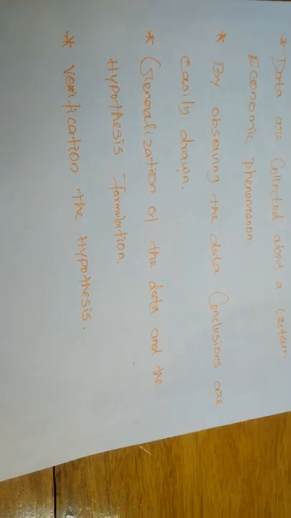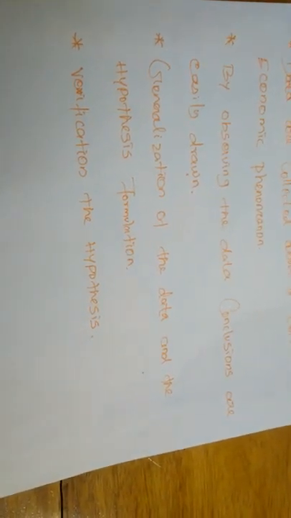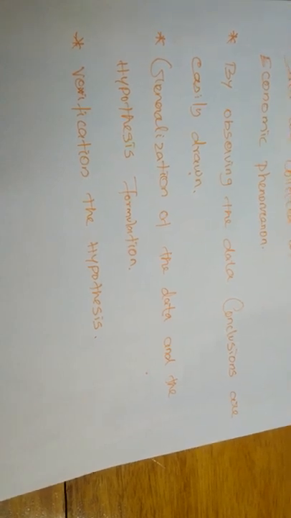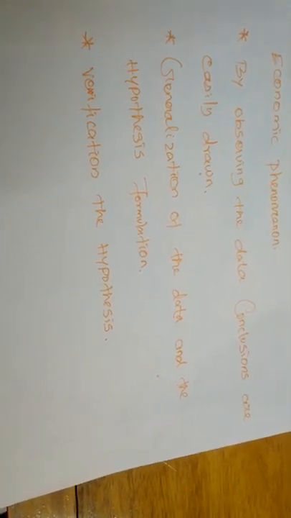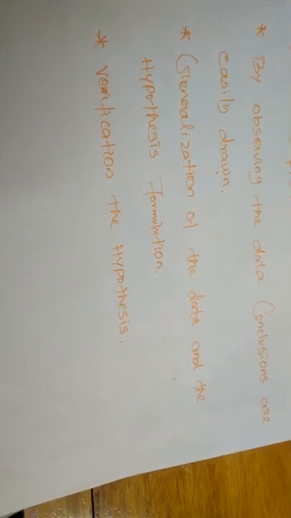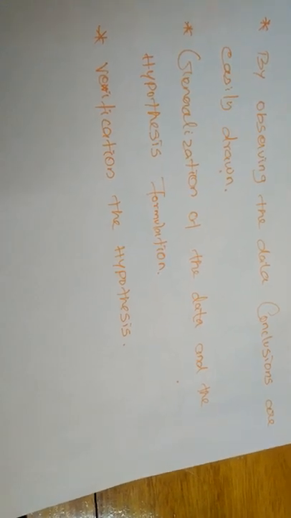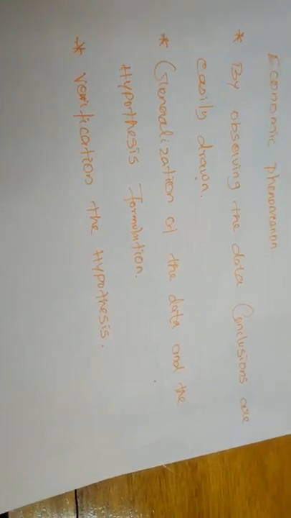Next one is verification of the hypothesis. Even in these two methods, the hypothesis must be verified. So here also, first we have to collect the data about some economic problems. Next, all the collected data must be observed, and conclusions will be easy from that. Next, all the collected data must be generalized, and because of that it will be easy to formulate the hypothesis. And the last one is verifying the hypothesis.